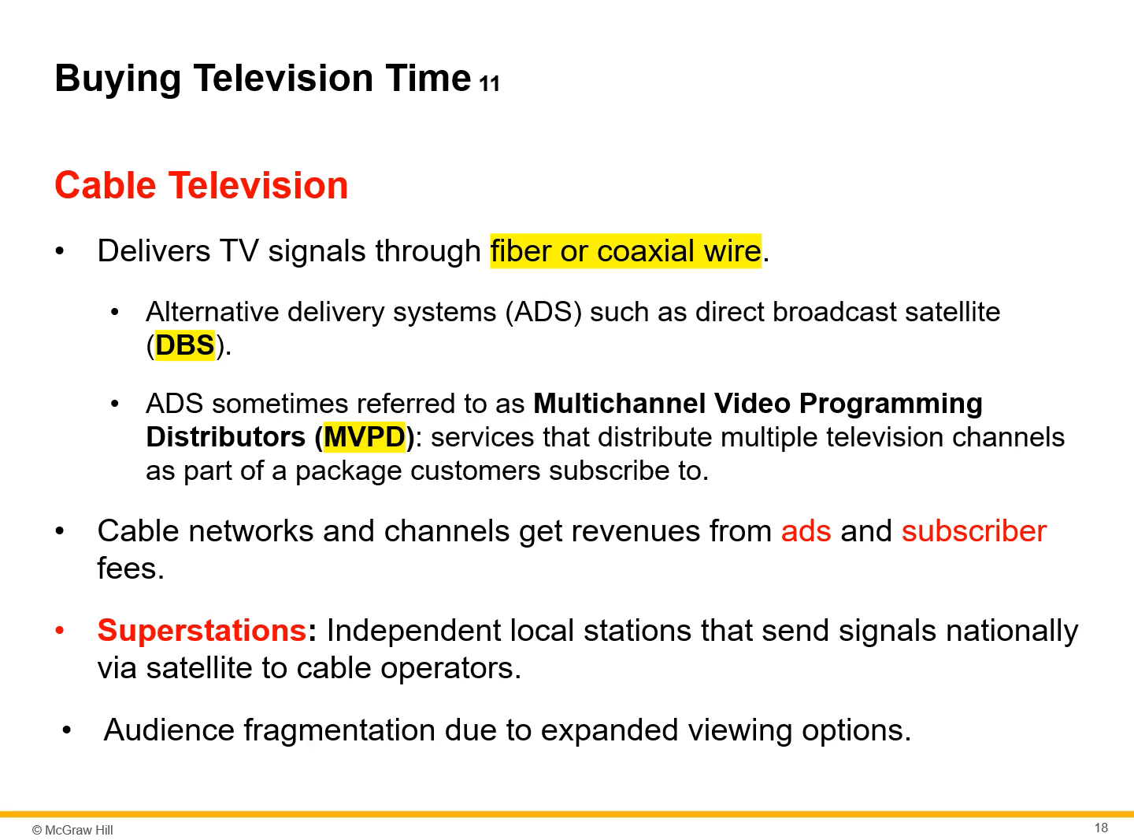Okay. Cable TV, right? Basically, TV signals are not sent over the air, but through a fiber or coaxial wire. There are also alternative delivery systems, ADS, like direct broadcast satellite and others. Okay, and they can advertise with them, and there are super stations, the independent local stations that send the signals nationally by satellite or cable. So they're so good, they're so welcomed. Even independent local stations become super stations.